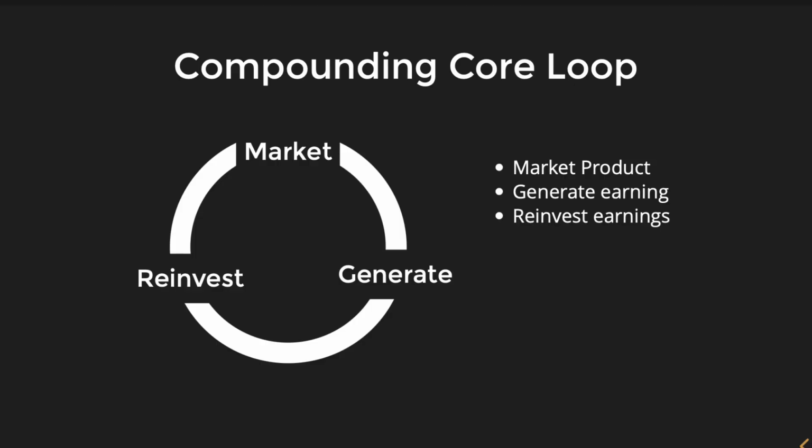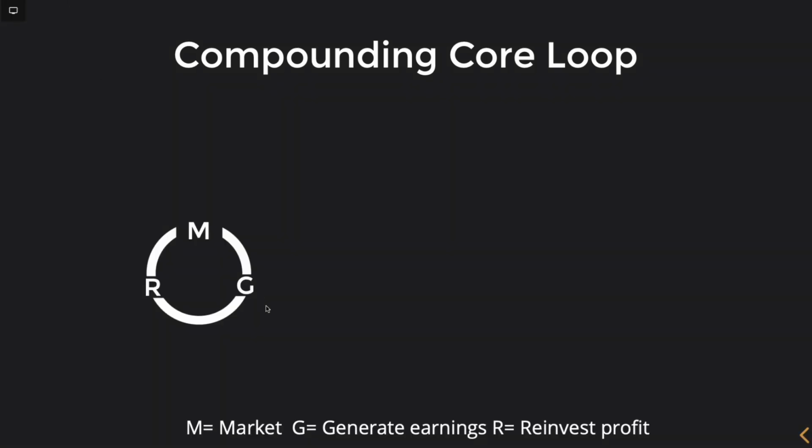Now, what if you could use the same core loop idea into growing a business? So that instead of using run, aim, and shoot, you use a core loop such as market, generate, and reinvest. So basically, you will market your product, you will generate earnings, and then you reinvest the earnings back into your business. And you keep doing this over and over again until you reach a particular financial goal.